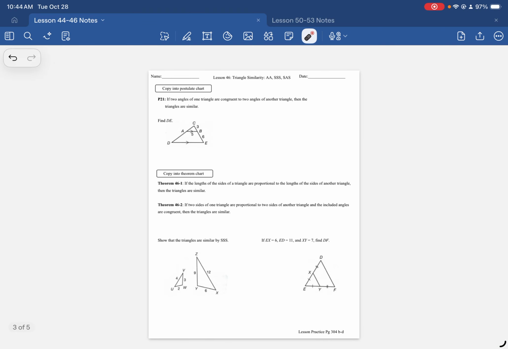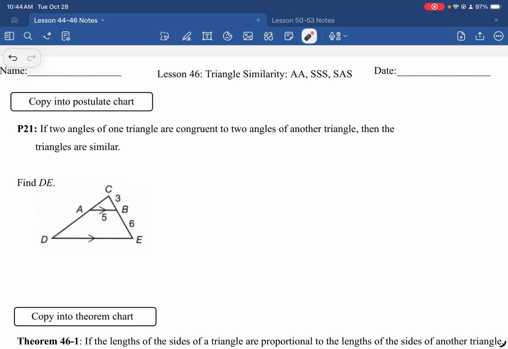All right, last lesson for this set. Lesson 46, triangle similarity. You may remember that we've covered something like this already, but that was with triangle congruence. This is with triangle similarity, okay? So don't get the two confused.